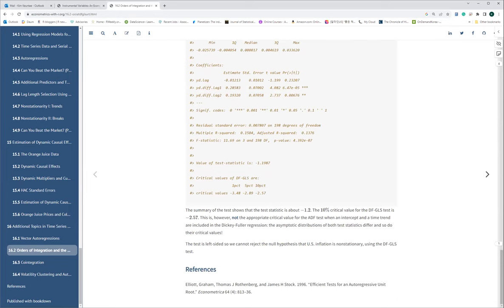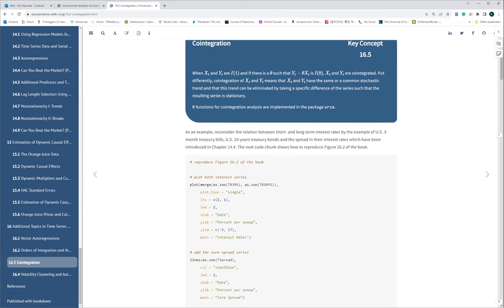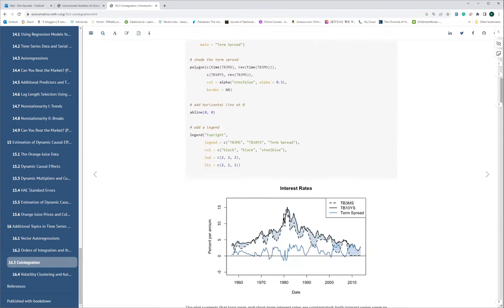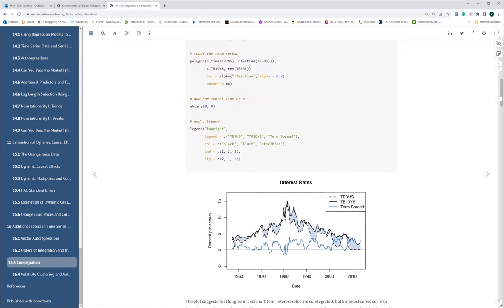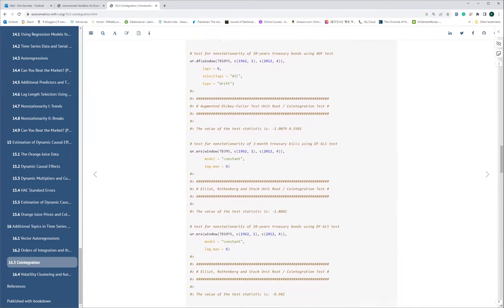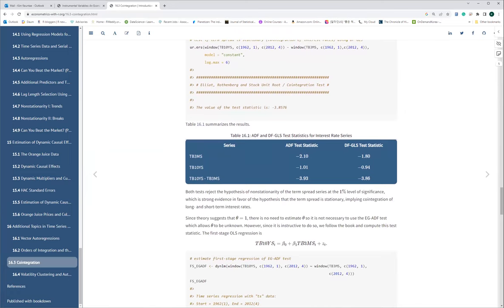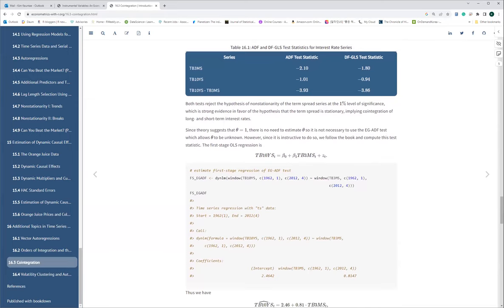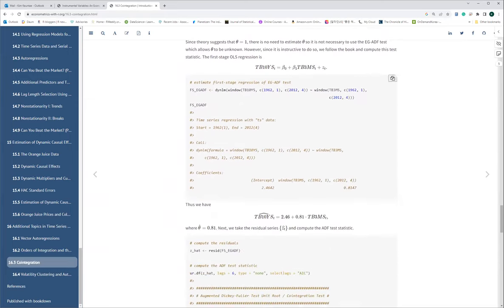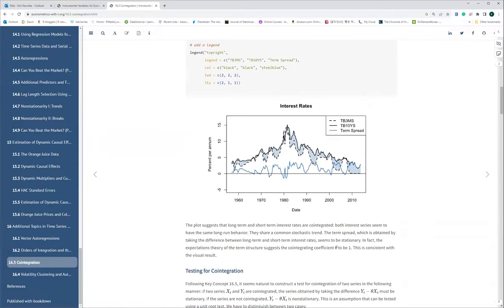That's chapter 16.2. And then 16.3 is cointegration. Actually, conceptually it is very simple, but the thing is how we can do this, which involves a little bit different types of approaches. Every time we set up a window and analyze, depending on these window settings, we develop our time series model.